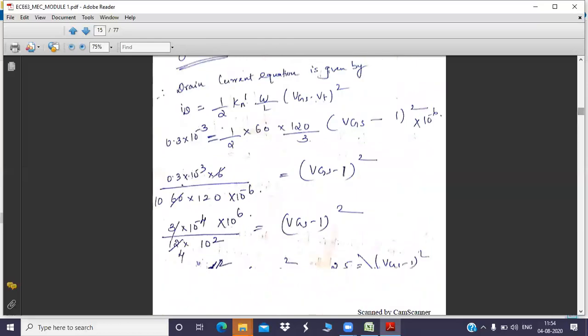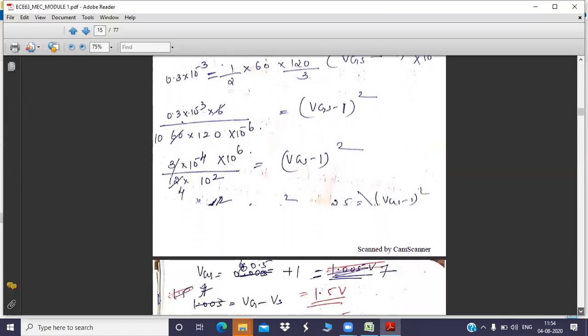Should I again write this and post it in your WhatsApp? It is the same thing only, no? All the methods, the steps, I have mentioned here. After this step, what you have to do is take the square root, so that the square will get cancelled. Taking the square root of this entire term, you will get VGS minus 1. And then you take that minus 1 to the right side. Then you will get VGS.